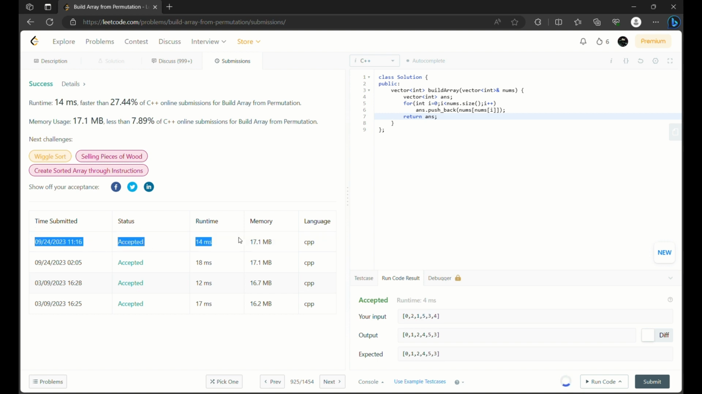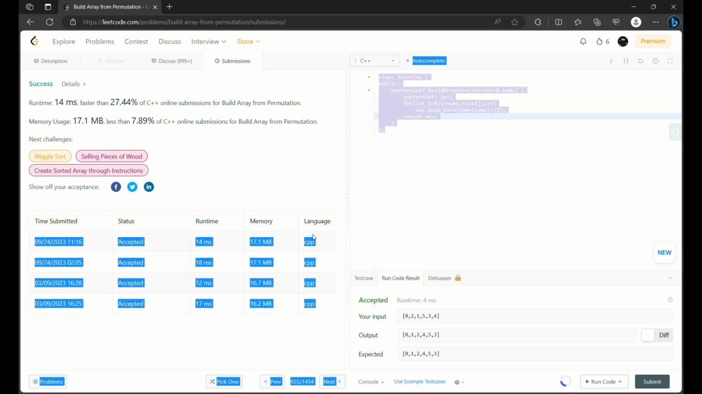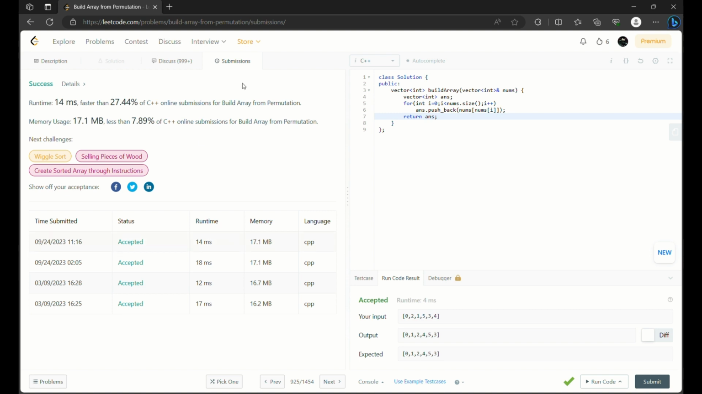Here you can see that we have been accepted in the C++ language. So I hope you guys enjoyed this.